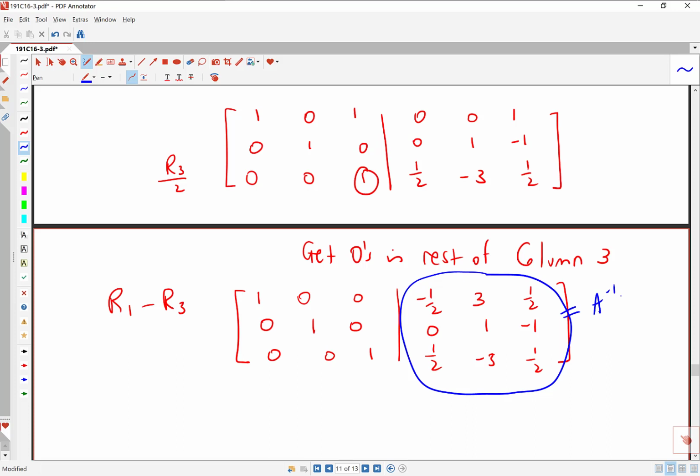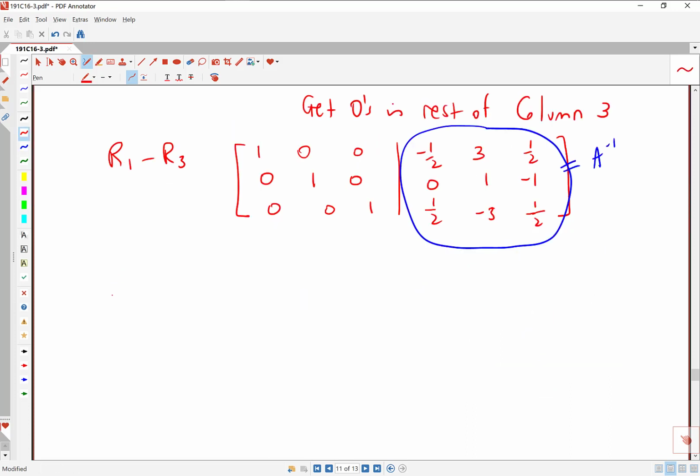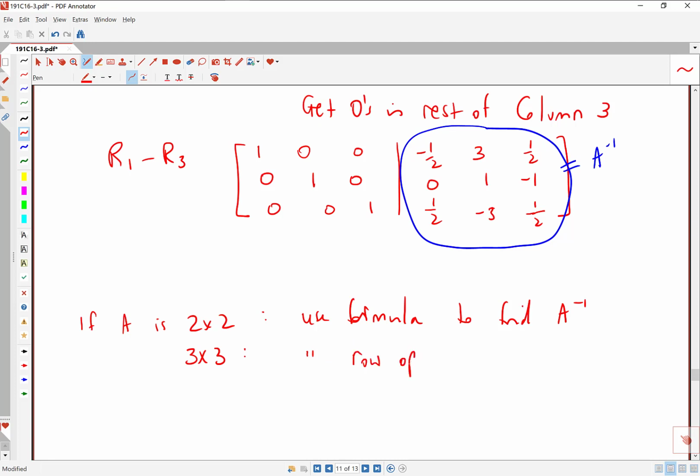There's A inverse. So quick recap of what we did in this video. We figured out how to calculate the inverse of a matrix. If your matrix A is 2 by 2, I would say use the formula to find A inverse. And if your matrix is 3 by 3, then you want to use this Gauss-Jordan process. Let's just call that row operations. Use row operations to find A inverse. So for 3 by 3, 4 by 4, 5 by 5, etc., bigger matrices, we use this process of row operations.